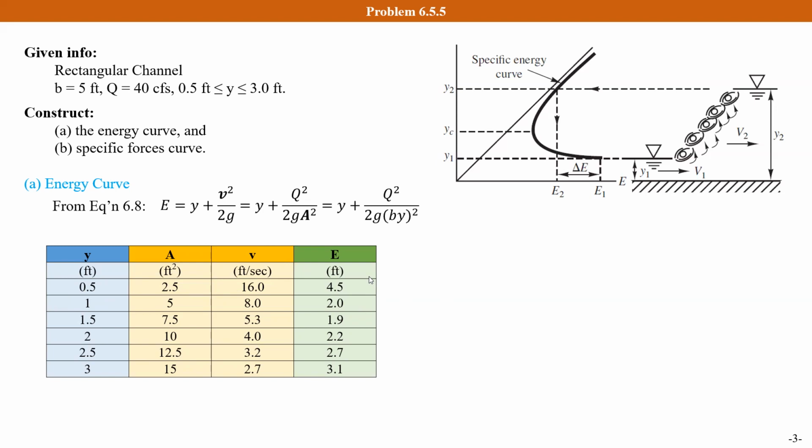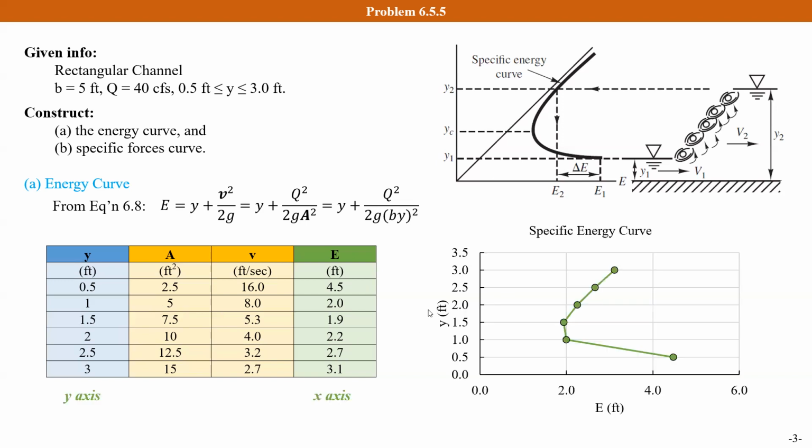After we calculate the specific energy in each section, we can use Excel to represent the specific energy curve. In this curve, we use the specific energy as the x-axis and the water depth as the y-axis. Then we have solved the problem.